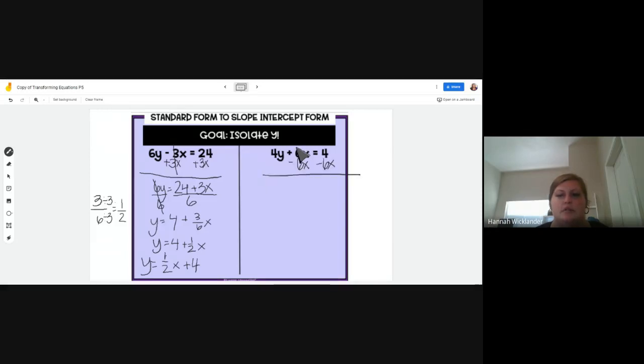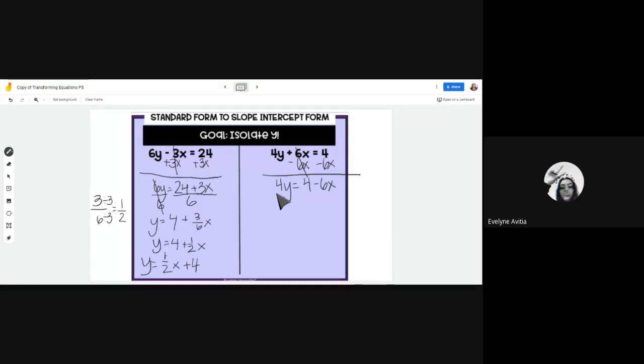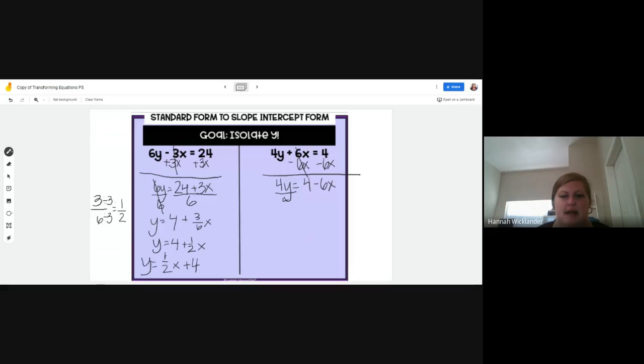So these 6x's cancel and I'm left with 4y equals 4 minus 6x, because I can't combine these: the 4 doesn't have an x and the 6 has an x, and I can't combine it with a number. So now I have 4y equals 4 minus 6x. What's my next step? Divide by 4 on both sides. So I'm going to divide both sides by 4 to get the y completely isolated by itself.